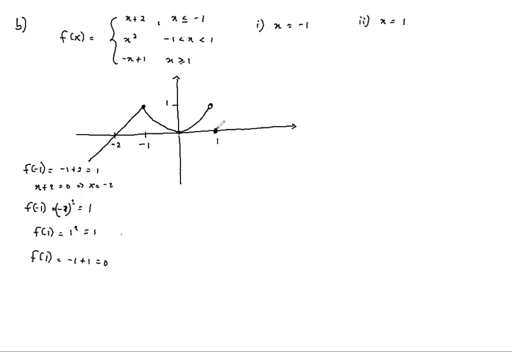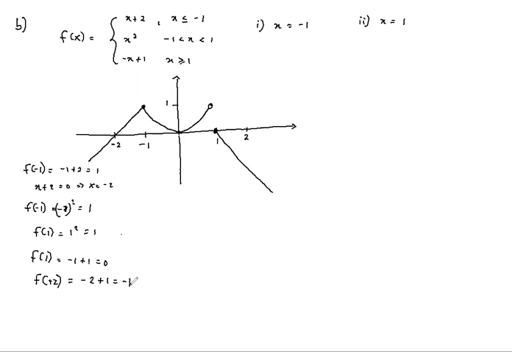Because it's included, then you pick a number, say 2, and check where it is going. So f of 2 is negative 2 plus 1, which is negative 1. So it's going down. You sketch it this way. So the sketch is complete.